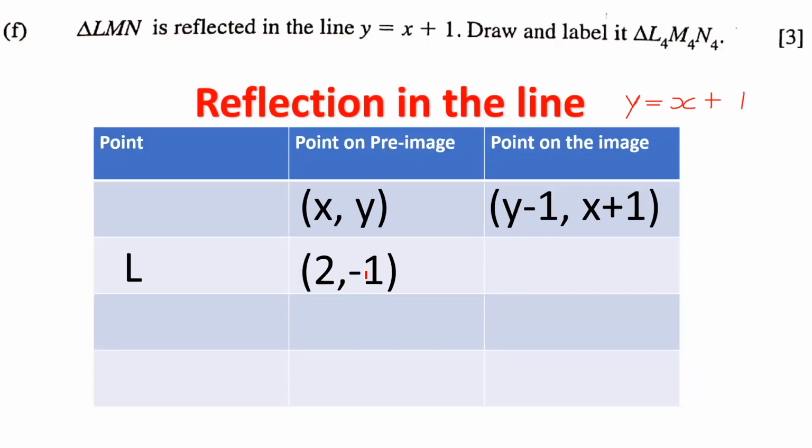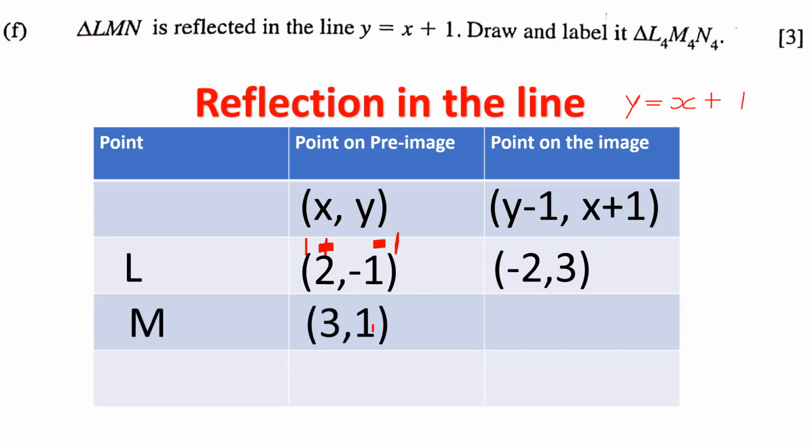Take your y value and subtract it by 1. So what is 2 plus 1? 2 plus 1, if you had a plus 1, that's good. 2 plus 1 is going to be 3. And what is -1 minus 1? Well, -1 minus 1 is -2. So take your x value, add it by 1, take your y value, subtract it by 1. Let's do the next one.